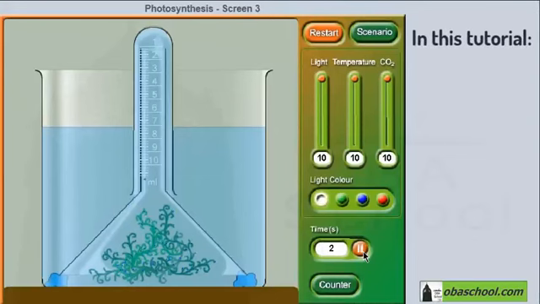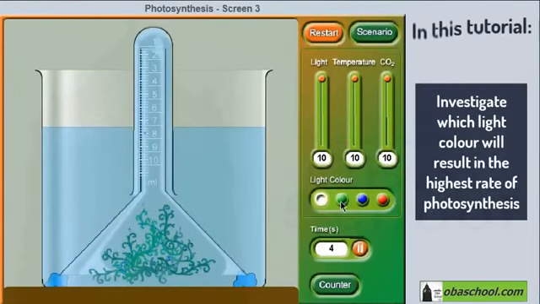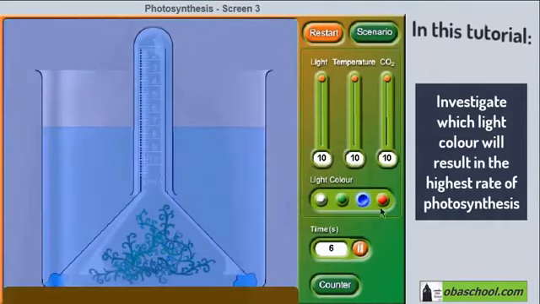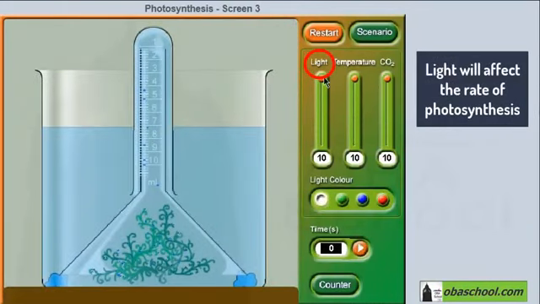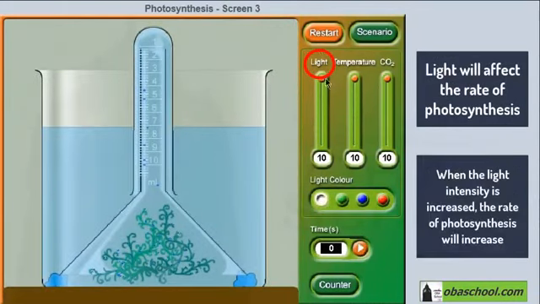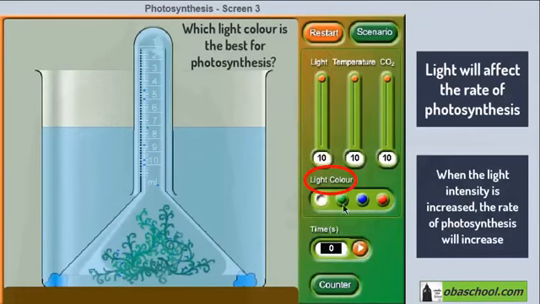In this simulation, we will discover which light color would result in the highest rate of photosynthesis. In previous tutorials, we learned that light affects the rate of photosynthesis, and we agreed that increasing light intensity increases the rate of photosynthesis. Now we will be investigating which color of light is optimal for photosynthesis and would thus yield the highest rates. So is it white, green, blue, or red light?